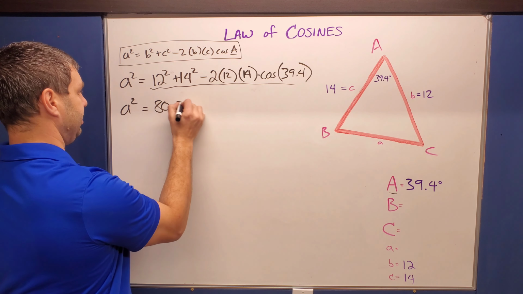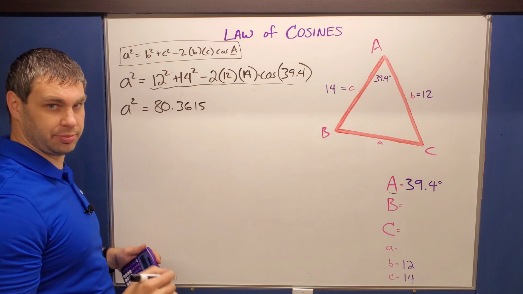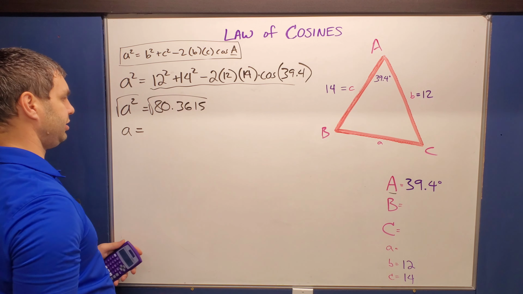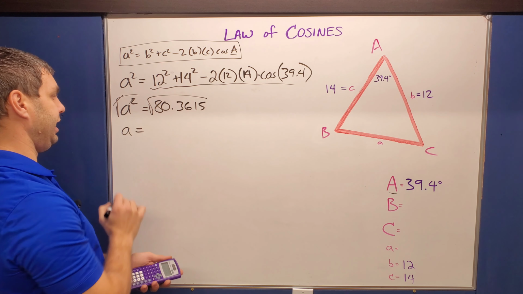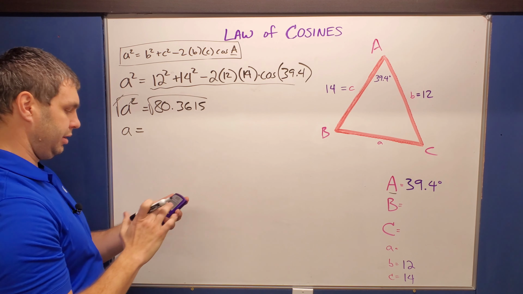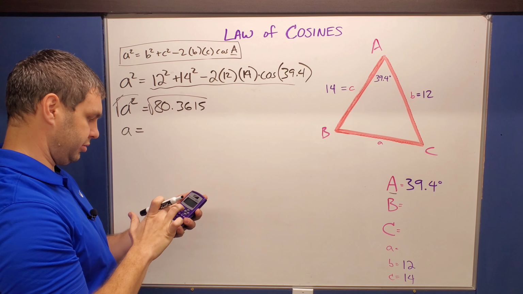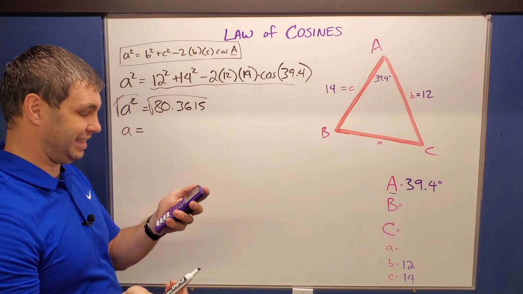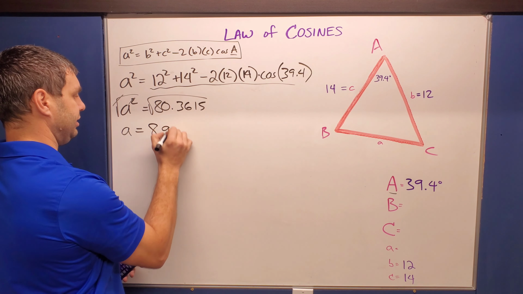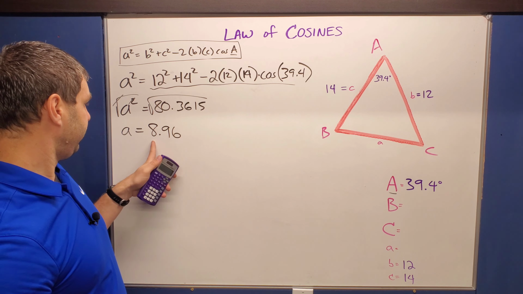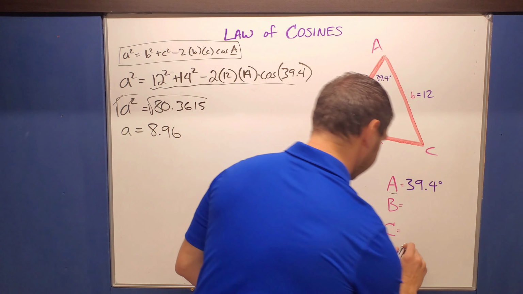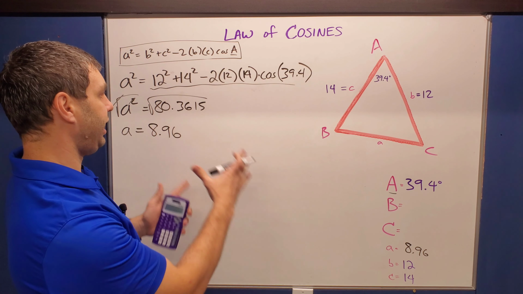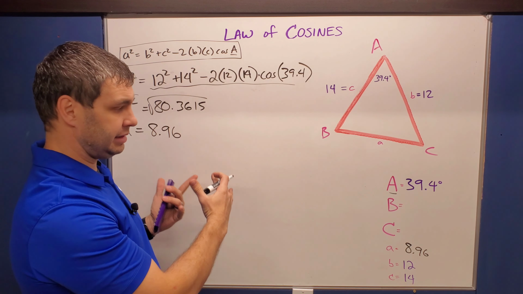It gives me 80.3615. I went out a few more decimal places than usual because I need to take the square root of that, and we want to be as precise as possible. If I take the square root of both sides, on the left side the a and the square root cancel, leaving me with just a. The square root of this, second answer, is probably going to be really close to 9, and it is: 8.96. The square root of 81 would have been 9. So over here, I can say that a is 8.96.